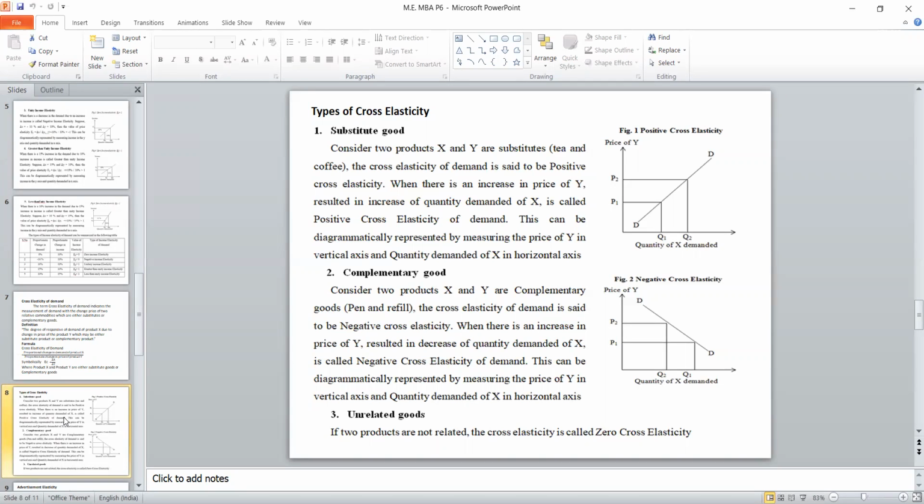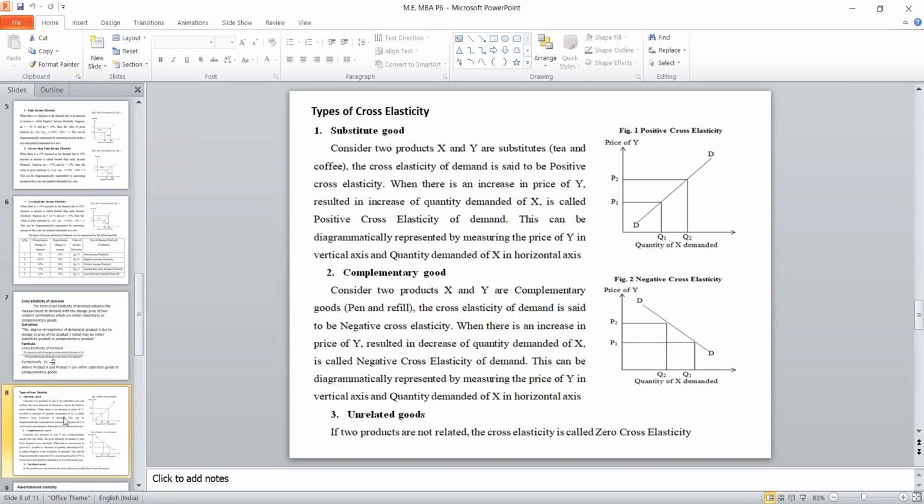Suppose we want to calculate these two, definitely what we have to say is that this particular cross elasticity is nothing but zero cross elasticity, because these two products are not related. So we cannot easily compare any two products. There must be some relation. Either it may be a substitute or complementary. Otherwise, we used to call it a zero cross elasticity.